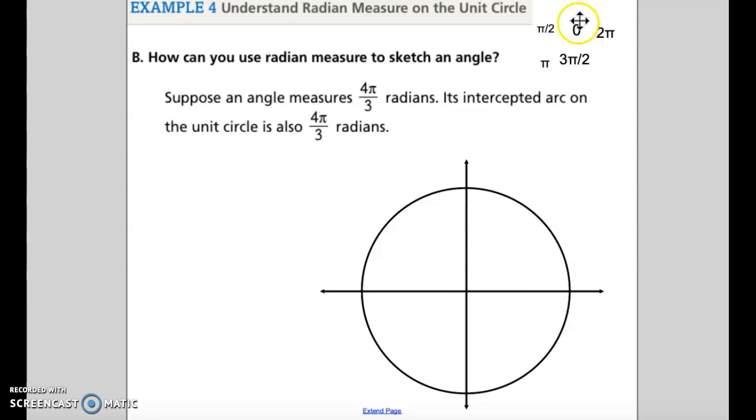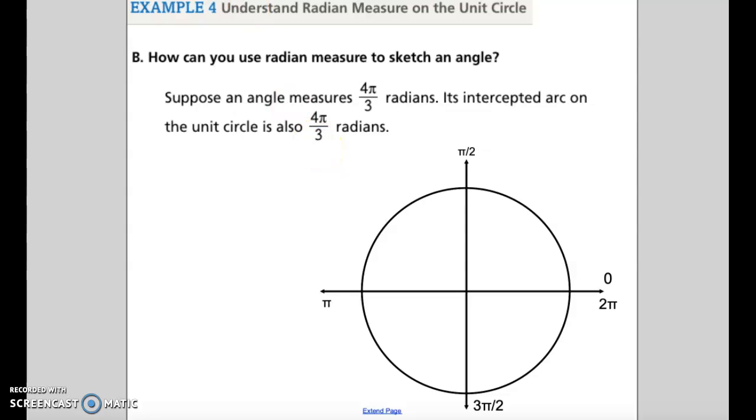So let's remember, here's 0 and 2 pi. One time around is 2 pi. I cut 2 pi in half, brings me pi over here. I cut pi in half, brings me pi over 2, and I cut in half between pi and 2 pi, and I get 3 pi over 2. And I need to draw 4 pi over 3 radians.